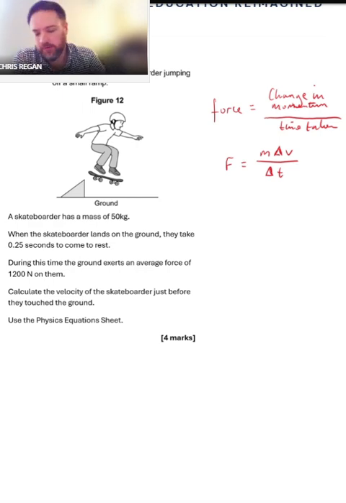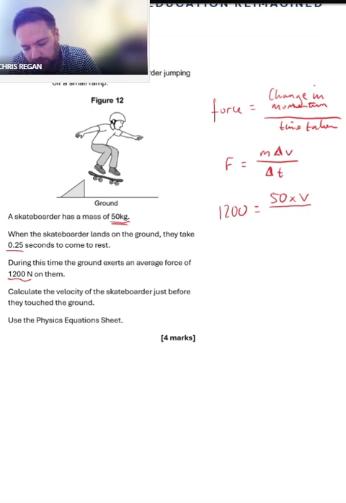Okay, so in this question we are given the change in time, 0.25 seconds, that's how long they take to come to rest. We're given the force, that's 1200 newtons. So let's start filling in some. 1200, that's our force. We're given the mass up here, so that's 50 times our change in velocity. I'm going to leave that as a V, because that is actually what we're trying to find. It says calculate the velocity just before they touch the ground. And then our change in time is 0.25.